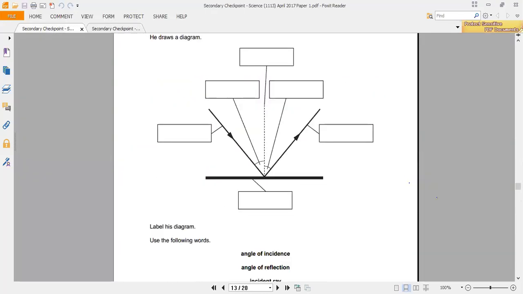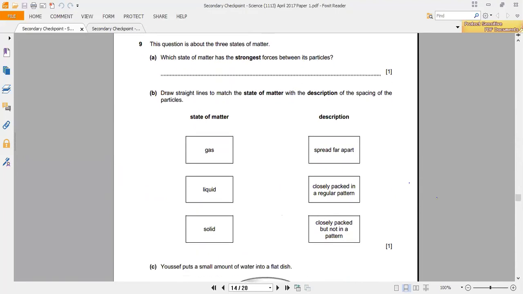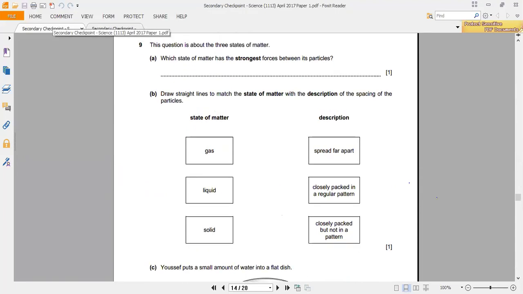Let's back. Here, question number 9. This question is about the 3 states of matter. A, which state of matter has the strongest forces between its particles? Okay, doubtless it's the solid state of matter. B, draw straight lines to match the states of matter with the description of the spacing of the particles.